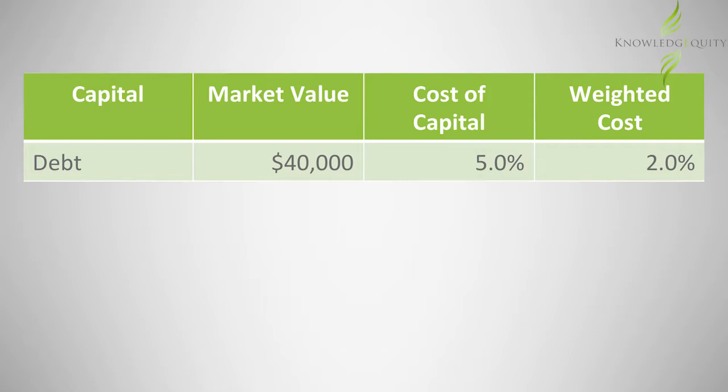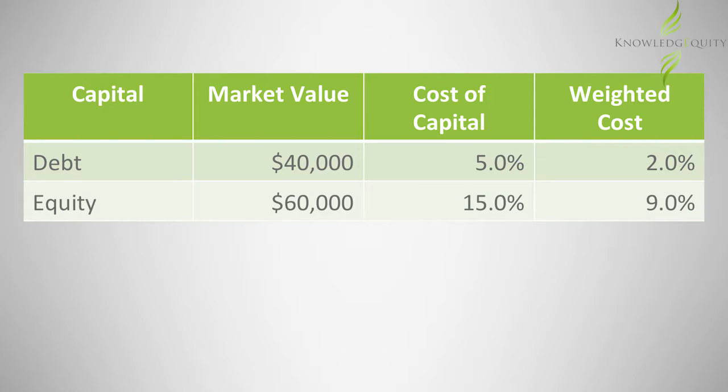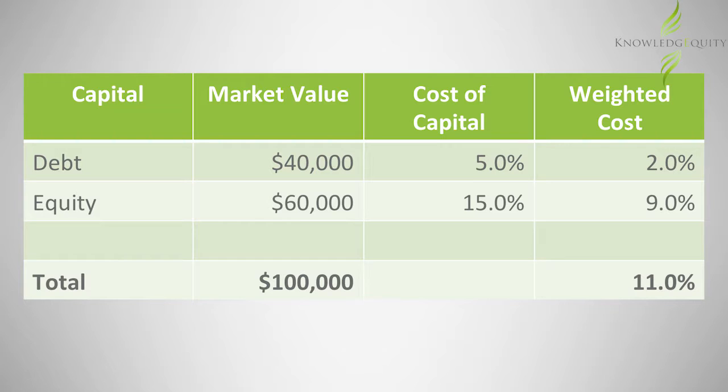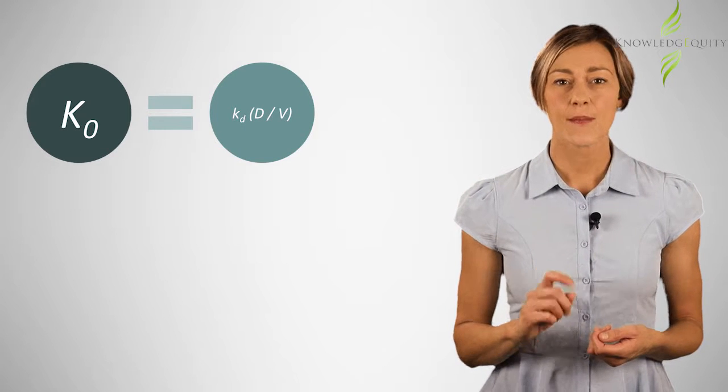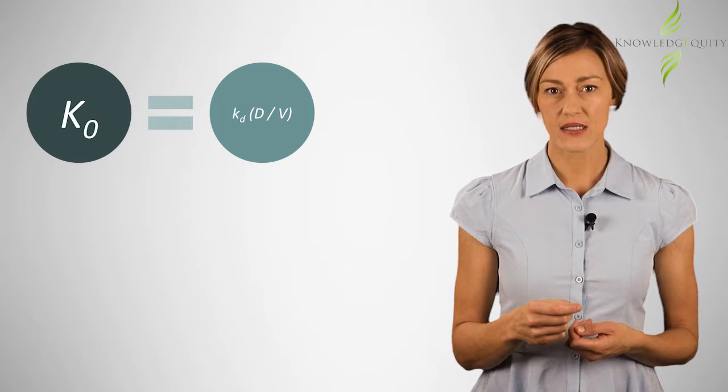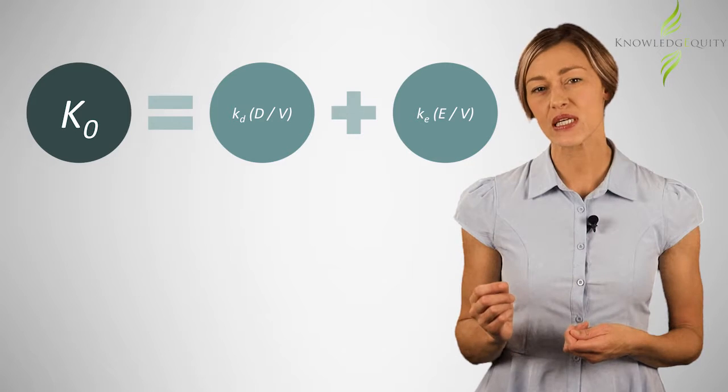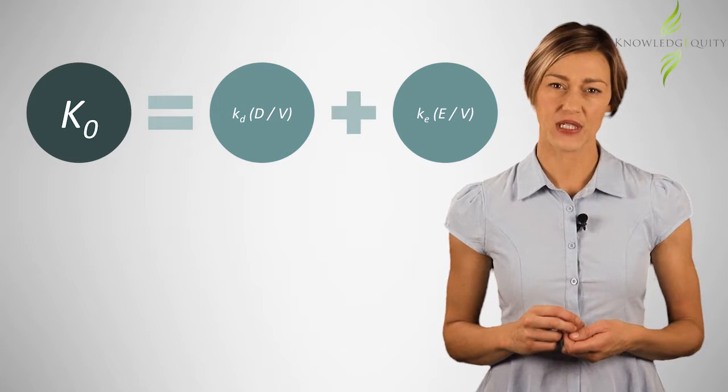Consider an organisation that has $40,000 in debt capital, costing 5% per annum, and $60,000 in equity capital, costing 15% per annum. This organisation would have a WACC of 11%, and this would be used in capital budgeting as the organisation's discount rate. The simplified WACC formula is equal to the cost of debt multiplied by the ratio of debt plus the cost of equity multiplied by the ratio of equity.